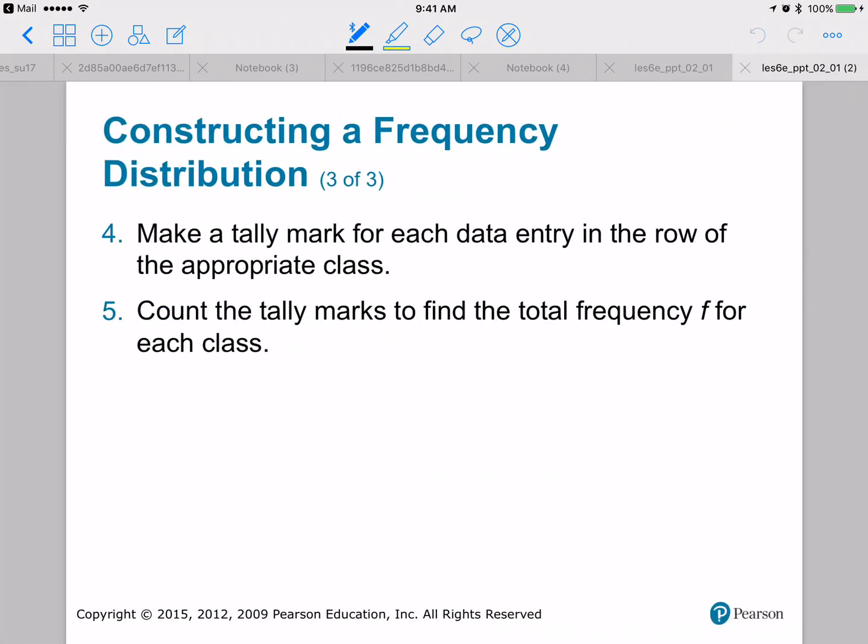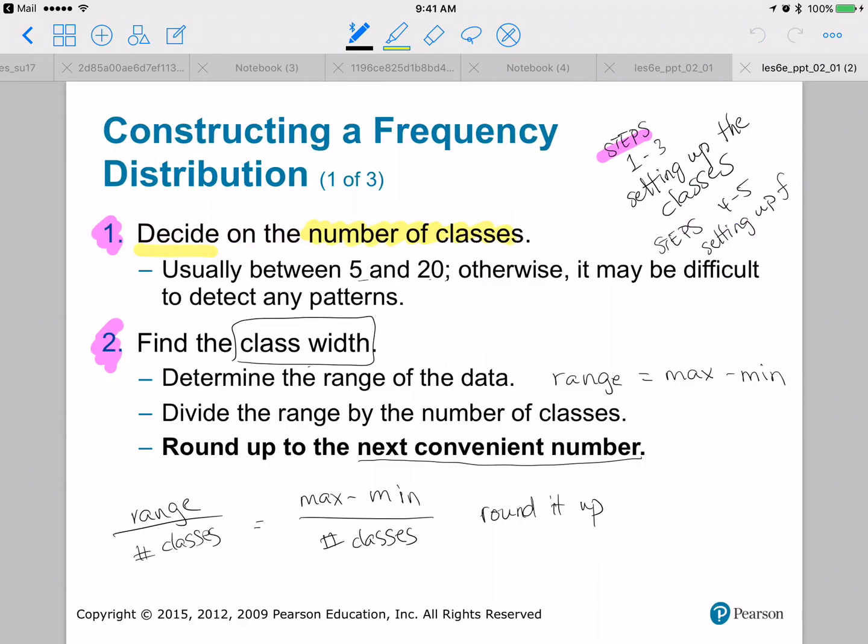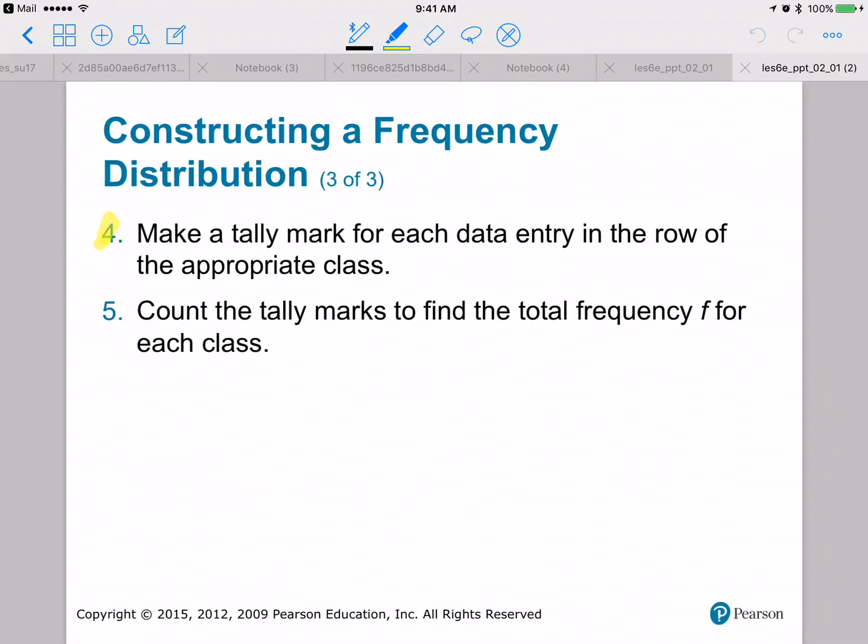And so after you do steps 1 through 3, we are now on steps 4 to 5, which is setting up your frequency. And so to set up your frequency, you're basically going to mark it. You're going to make a tally mark for each data entry in the row of the appropriate class, and then you're going to count the tally marks to find your total frequency. And remember, that's what this symbol F stands for.